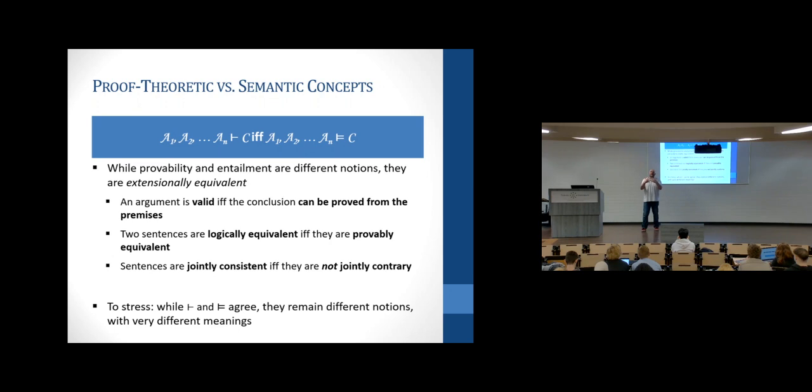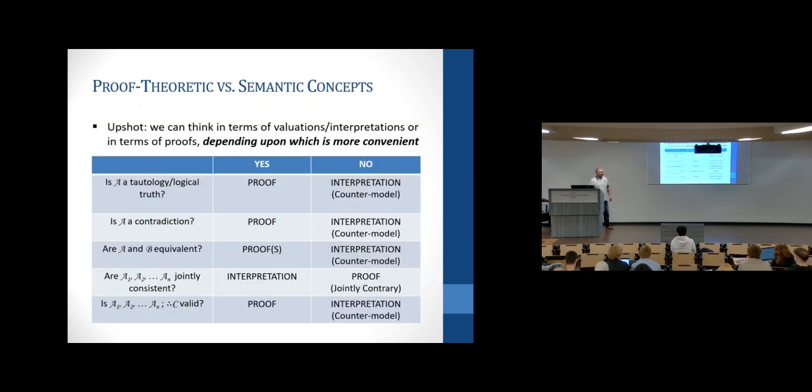Basically, our two systems are matching up. Whenever one works, the other fails, and vice versa. You get this beautiful, beautiful alignment. We can think about things in terms of interpretations or proofs, depending on which is more convenient.